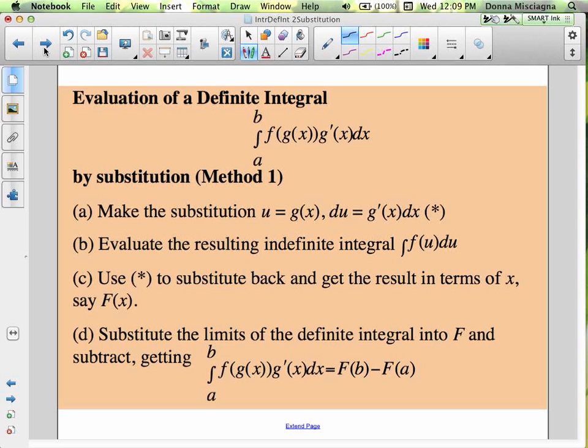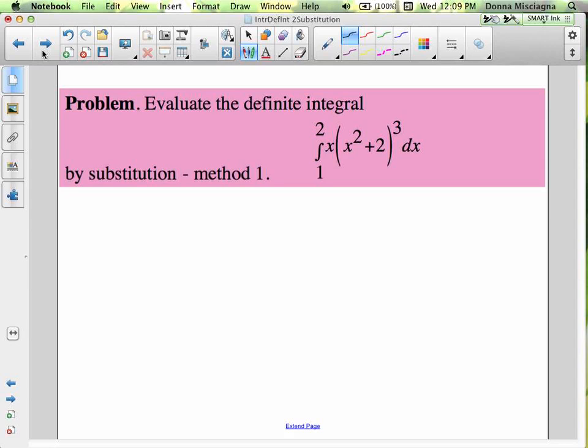Okay? So let's take a look at one of those. So here I have this one. We're going to evaluate the definite integral by substitution method 1. And you have this one in your notes. I hopefully gave you enough space. There's a lot of gray space around this because of how the problem went into the document.